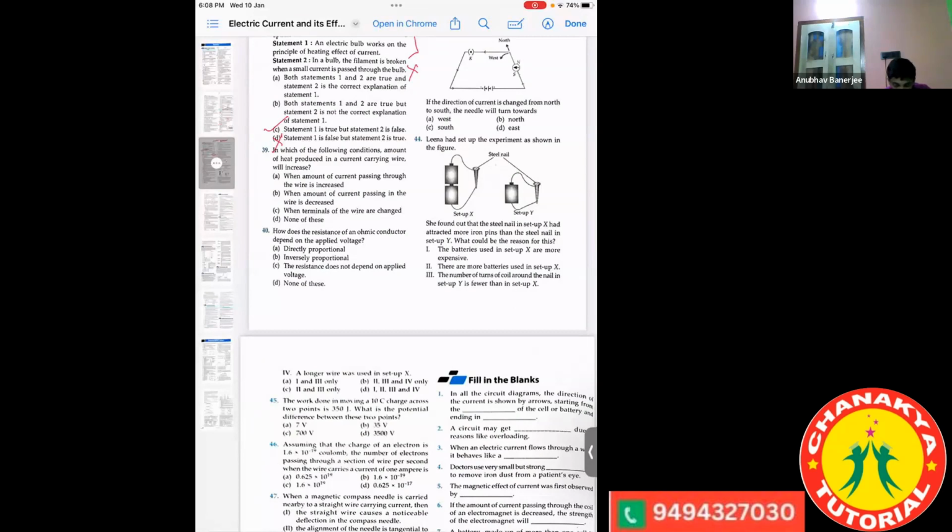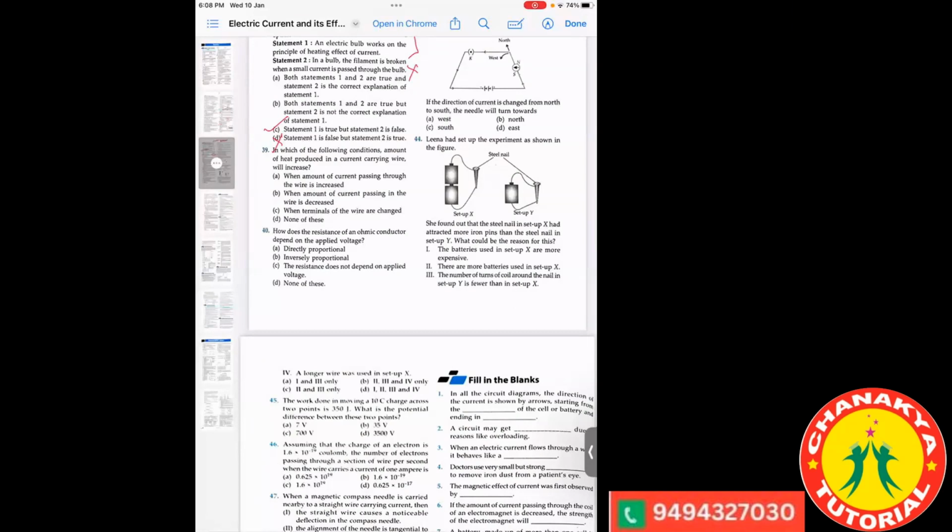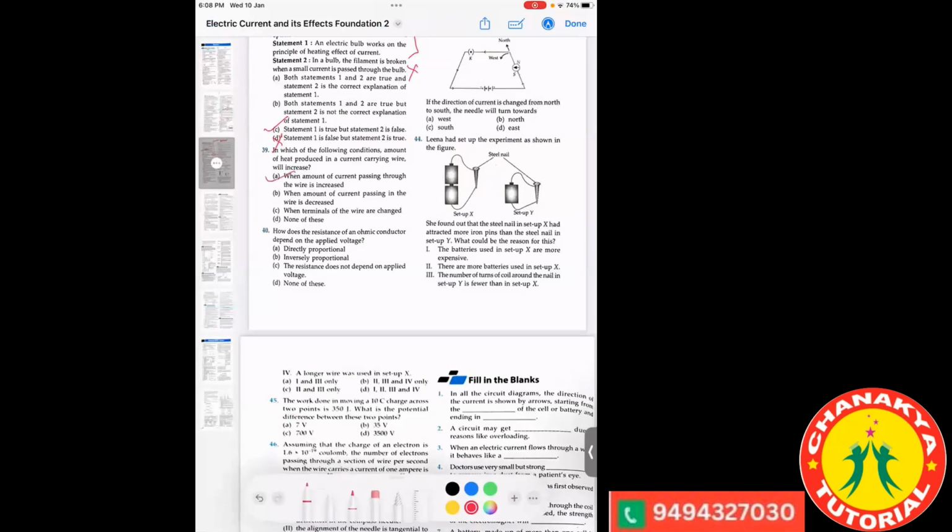I think it is option A. Correct. So, out of the given conditions, we have to say how we can increase the amount of heat. When the amount of current passing through the wire is increased, automatically what happens? The amount of heat produced will also increase. So as soon as we increase the current through the wire, the heat also will increase.